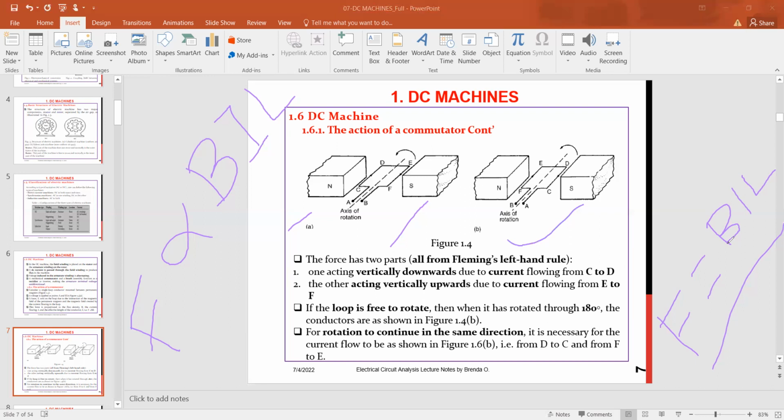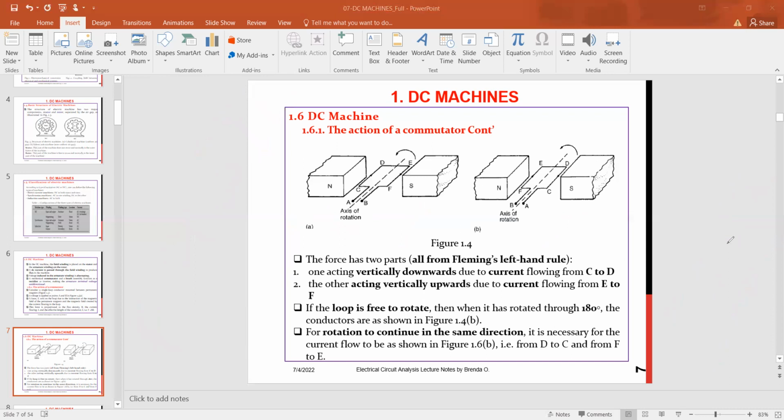So we have point A and point B. You apply a voltage through A and B. And then we have a current flowing from C to D. Using Fleming's left-hand rule, we have a current flowing from C to D and E to F from our figure 1.4. Then when it has rotated through 180 degrees, we have a resultant of figure B, where we have a current flowing now from D to C and a current flowing from F to E.